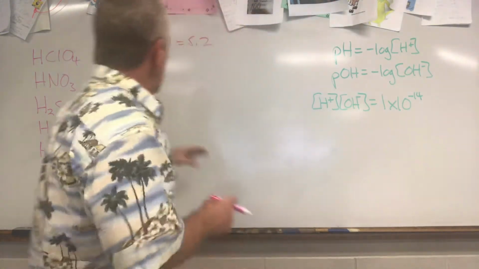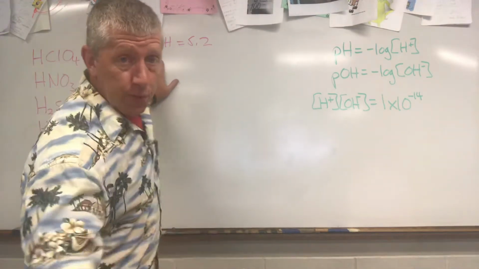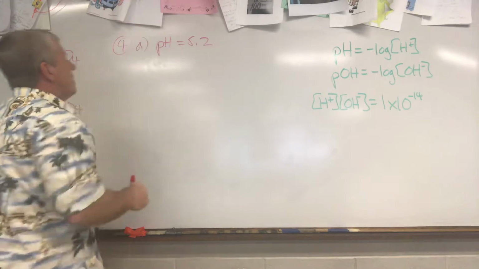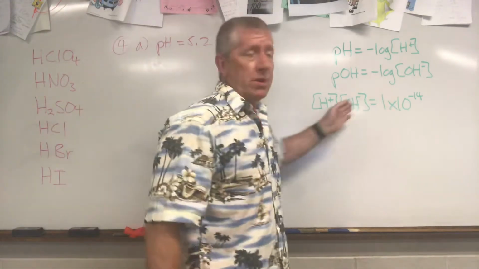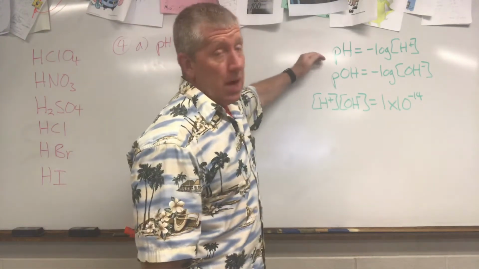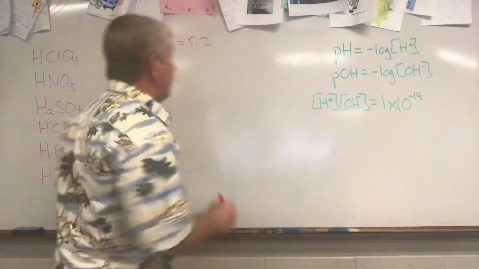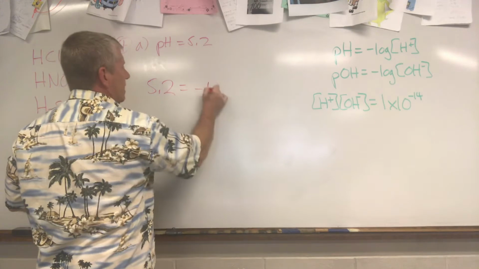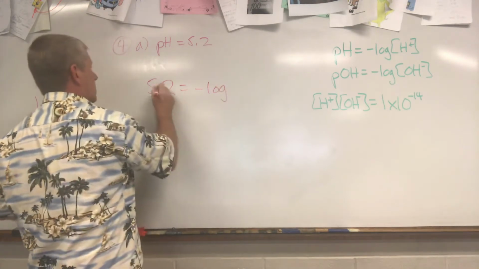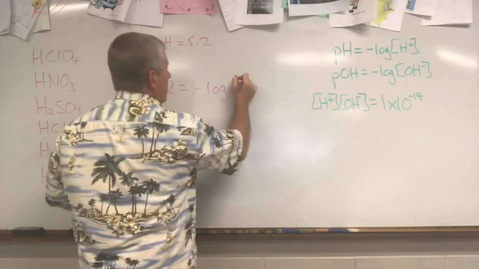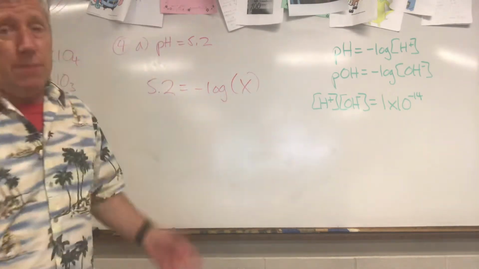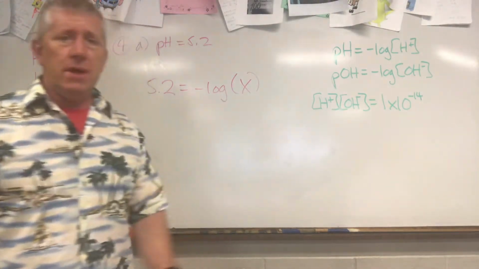What do I mean? Well, in this problem, this is 4a, I was given the pH. This doesn't have pH in it, this does. I'm gonna have to use this equation. I was given 5.2 equals negative log of H. So I'm gonna put that in as X because that is my concentration. It is what I'm trying to find. So how do I do this in my calculator?